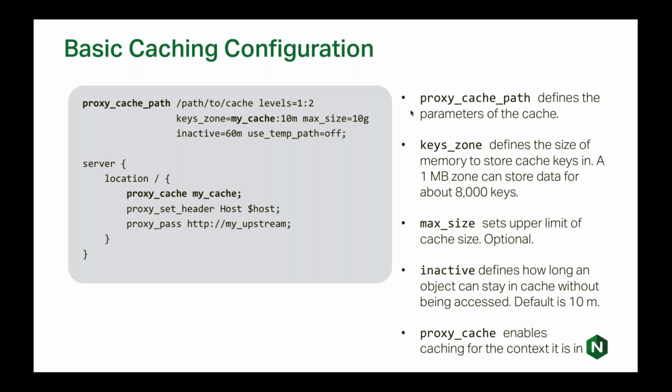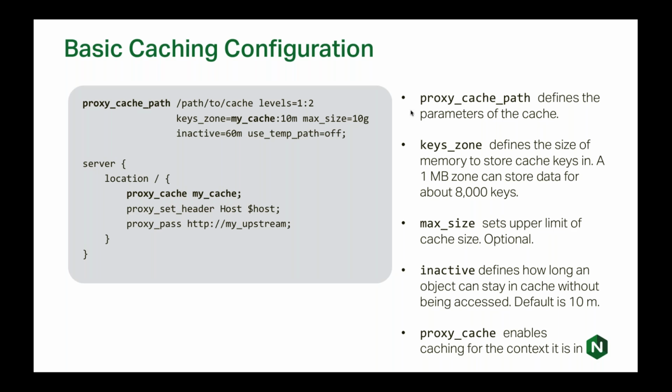The next important directive is levels equals 1:2. That means to use this two deep file structure. So there'll be directories and then files within the directories for how to organize the cache rather than just dumping everything into a single directory. So I've always configured it with levels equals 1:2, and that's typically what you want to do.